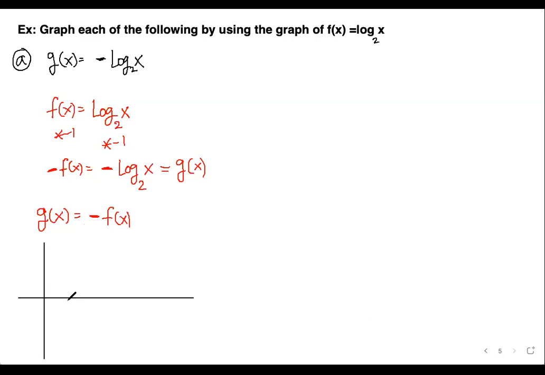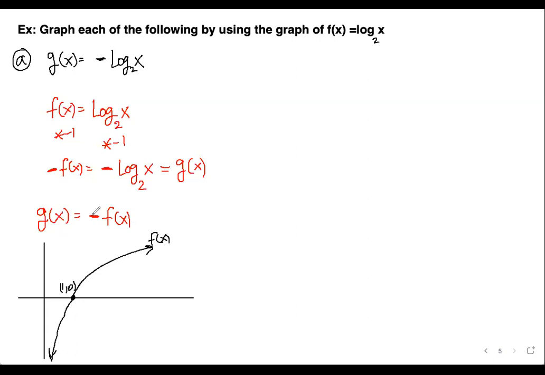This is the graph of f of x. This f of x must always pass through the point (1, 0), all the time. So this is the curve f of x. Now we have to graph g of x.